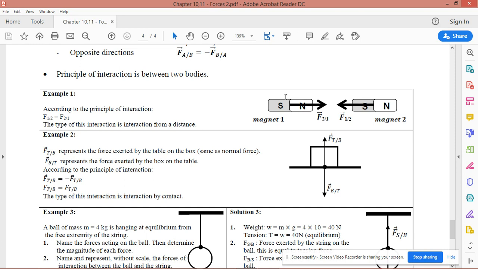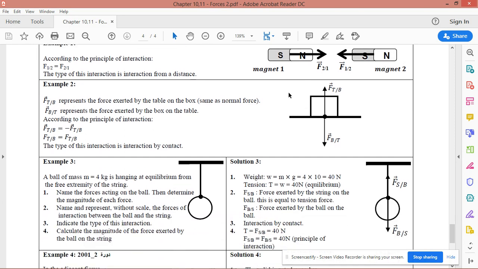Okay, so let's assume that I'm magnet 1. I'm pulling magnet 2 towards me. So this force is exerted by me, magnet 1, on 2. So it's called F1 over 2. While this force is F2 over 1, since 2 is pulling magnet 1 towards it. So this is the force exerted by 2 on 1.